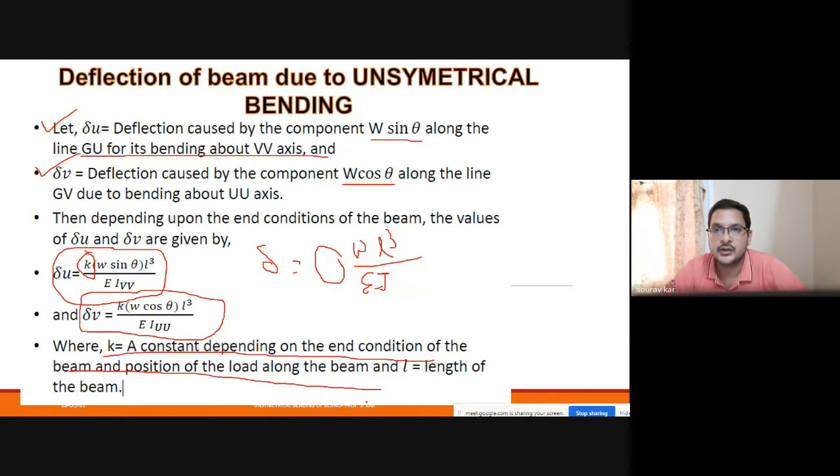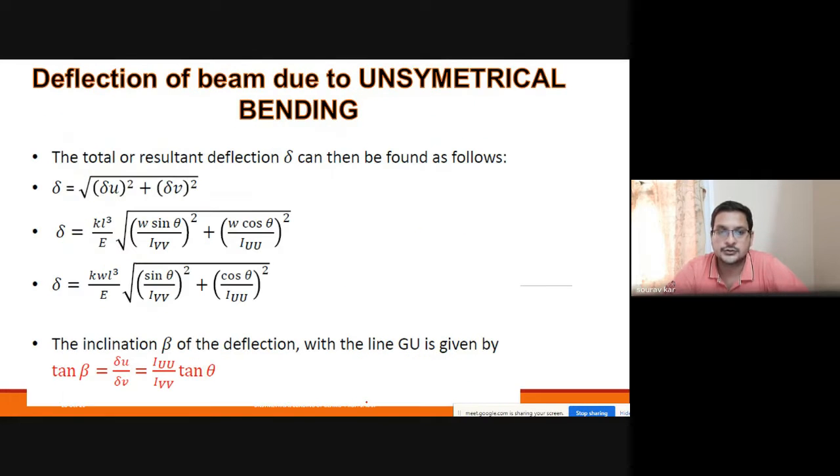So the K value for cantilever is different. For UDL, for simple support it will be different. Okay. So now we have to remember the final resultant deflection formula. The total or resultant deflection delta is this equation: K W L cube by E, whole under square root, sin theta by IVV whole square plus cos theta by IUU whole square. So this is the equation to find the total, resultant deflection.